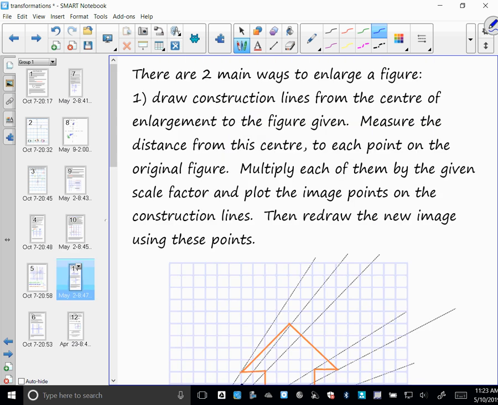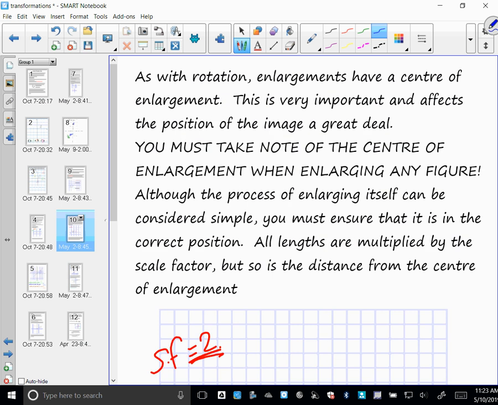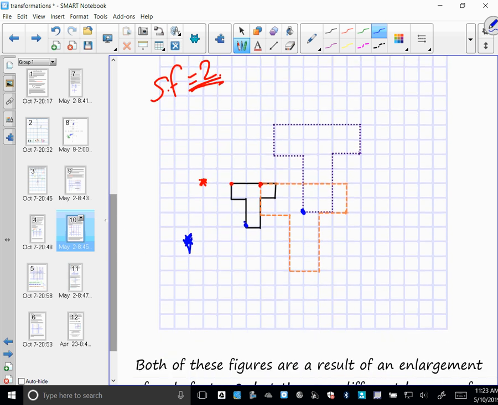I don't think I did an example with a smaller one. No, okay, alright, so we could do one here though. If I had a scale factor of 1/2, I'm going to choose the same point. So I've chosen this as my starting point. So how do I get to that? I go across 4 and up 1.